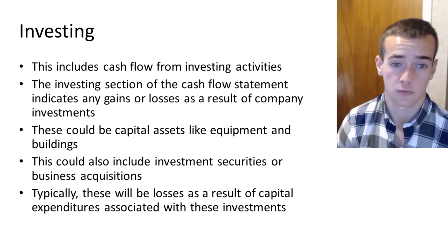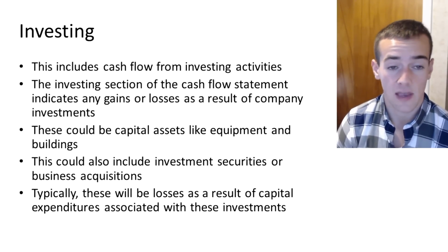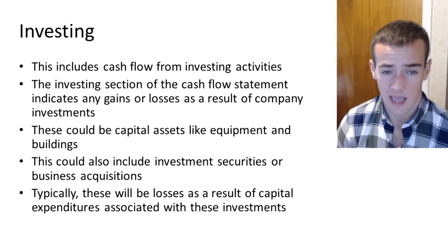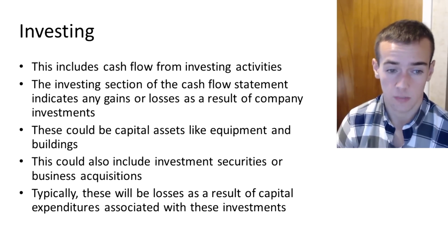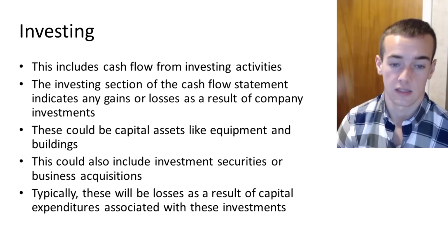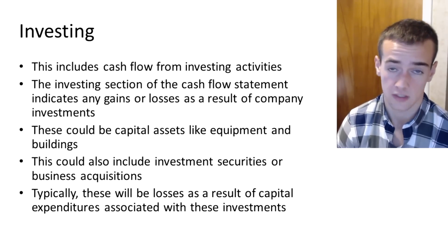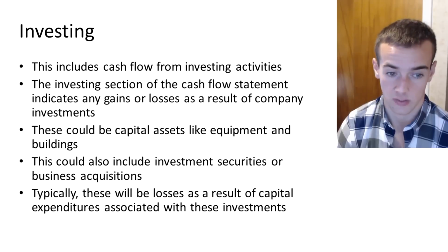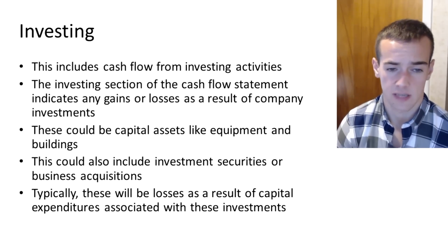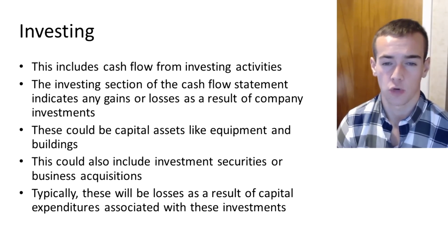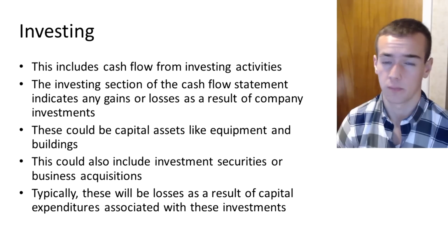So this includes cash flow from investing activities. The investing section of the cash flow statement indicates any gains or losses as a result of company investments, and these could be capital assets like equipment or buildings, but this could also include investments in securities or business acquisitions. So if they're doing something with the cash they are holding, such as investing it to earn a rate of interest. However, typically under the investing section, these will be losses as a result of capital expenditures associated with these investments. So one of the biggest examples is depreciation of the equipment and the buildings that they own.